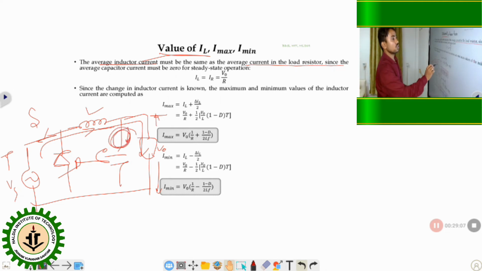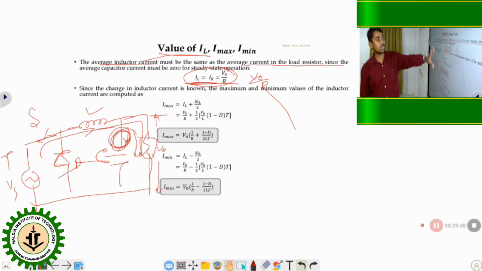IL is equal to IR, the same load current is equal to the resistance current. If you put on the resistance, it will be the same. IL and IR will be the same, equal to V by R, because current is equal to V by R. Here V means your output voltage, V naught, by resistance R. So if you put a resistance here, we can calculate this. What will be the voltage here? The output voltage V naught and the load resistance R. From here we calculate IL. Then we calculate I max.